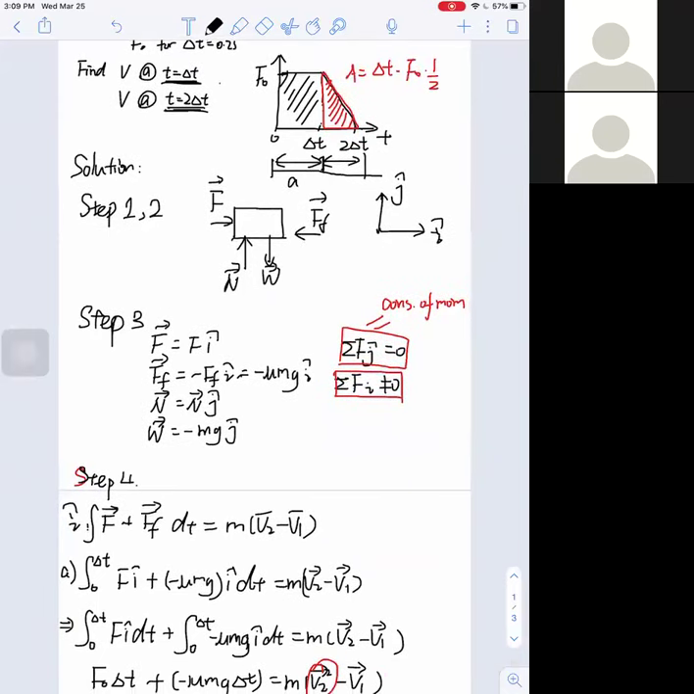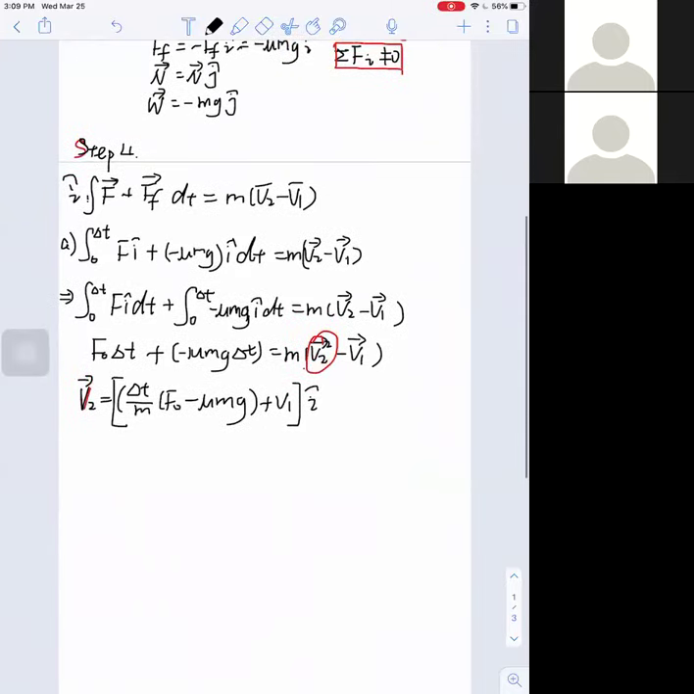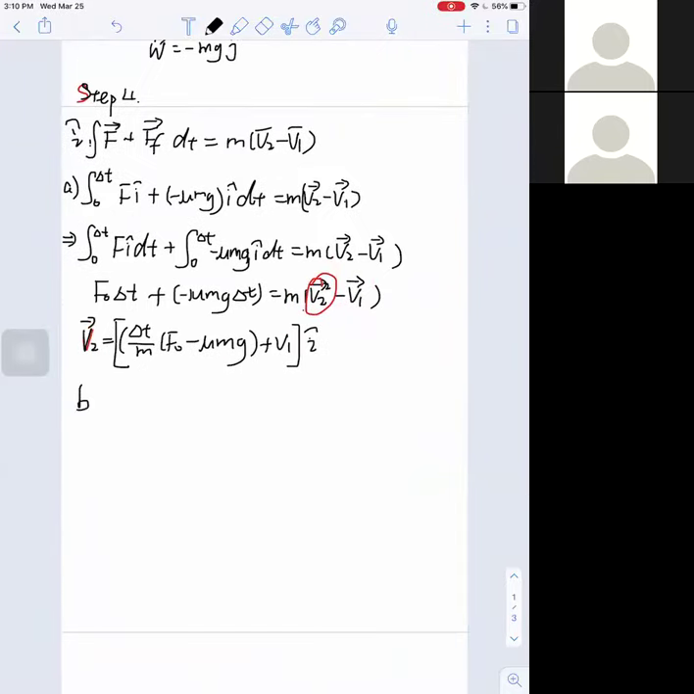Part B is when you find out the velocity of block A at t equals 2 delta t. So the only difference is that in part A, we're looking at t equals delta t, but part B is t equals 2 times delta t. The only modification we would do here is to change the range of the integral from 0 to 2 times delta t.